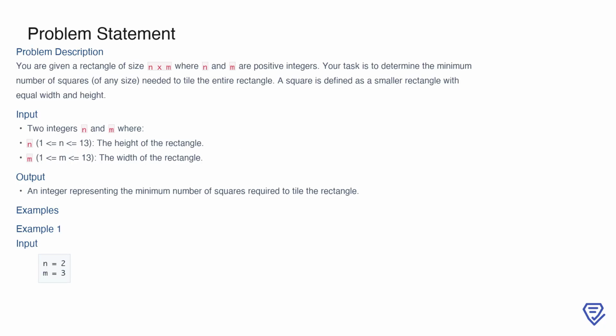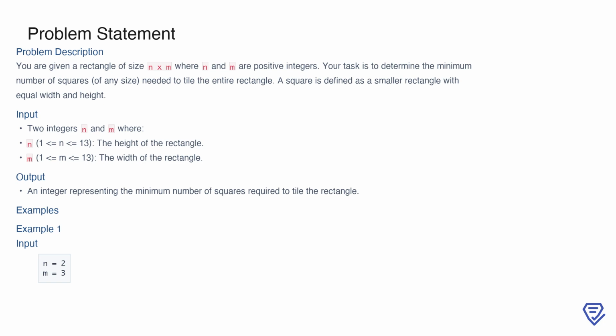In this problem, you are tasked with tiling a rectangle of size n x m using the fewest number of squares possible. Here, a square is defined as a smaller rectangle with equal width and height. The goal is to determine the minimum number of such squares needed to completely cover the rectangle without any overlaps or gaps.